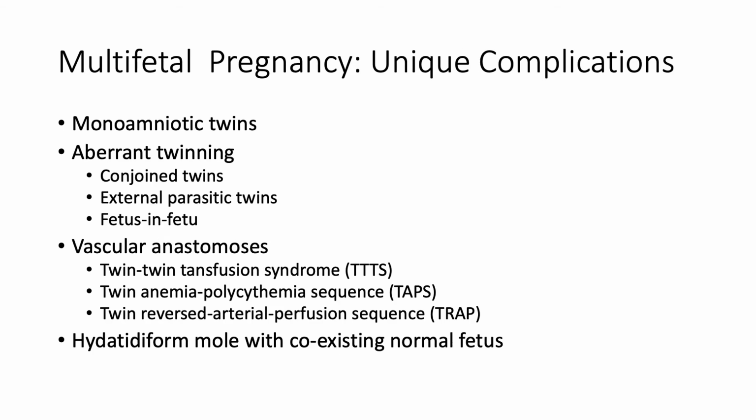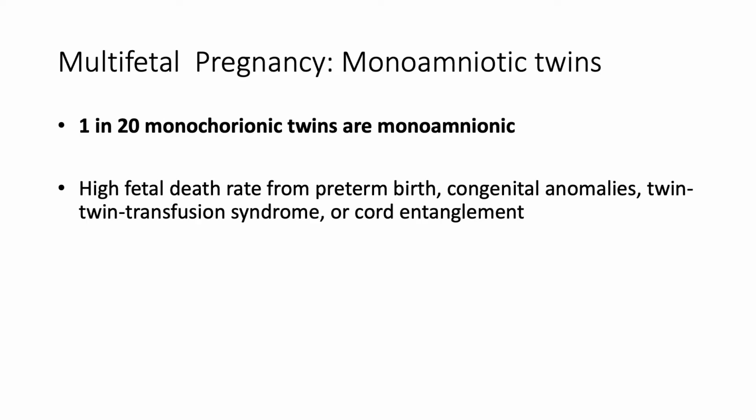There are also several complications unique to multifetal pregnancies, and they include the following. We will be going through each complication briefly. 1 in 20 monochorionic twins are monoamniotic. There is a high mortality rate for monoamniotic twins, and this is attributable to preterm birth, congenital anomalies, twin-twin transfusion syndrome, or cord entanglement.